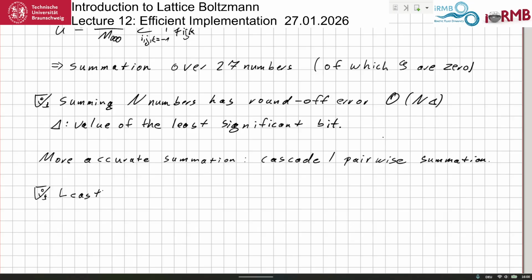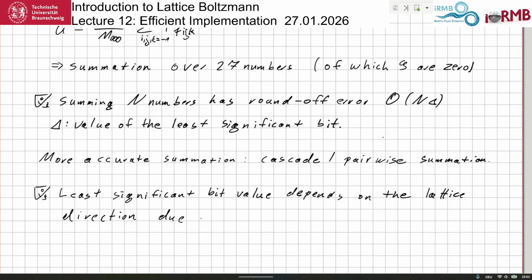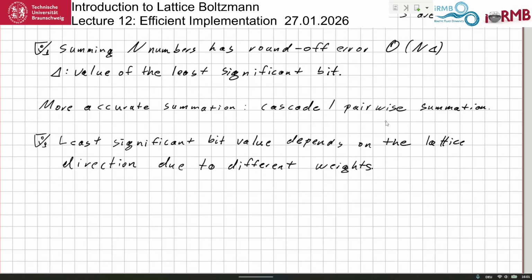What we observe is that we actually have different least significant bits for the different directions. So the least significant bit value depends on the lattice direction, because it's usually proportional to these lattice weights, due to different weights. The weights are the same weights that we are using for weighted orthogonalization. If we make an MRT with weighted orthogonalization, which is, again, as I told you, not the typical way of doing this. Paul Deller has done something like this, but the classical ones are not.